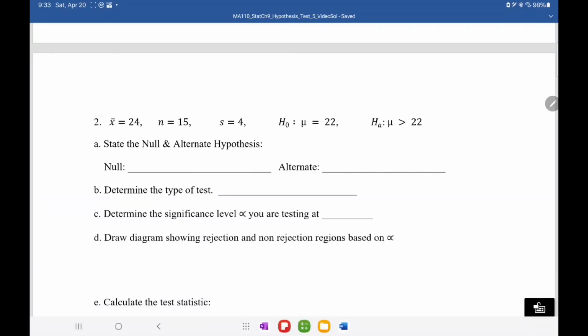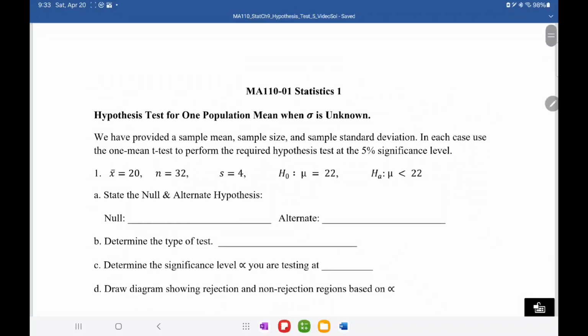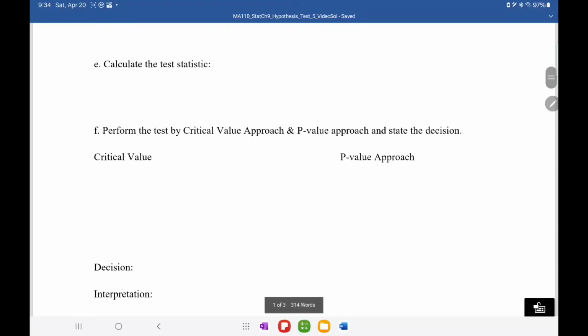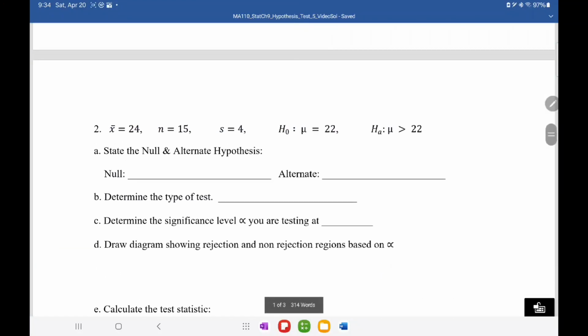So number 2, well, let's go back and see what they're asking here. It says we have provided a sample mean, sample size, and sample standard deviation. In each case, use the one mean t-test to perform the required hypothesis test at the 5% significance level. So we are going to work these using the 5% significance level. Now let's go back to question number 2.